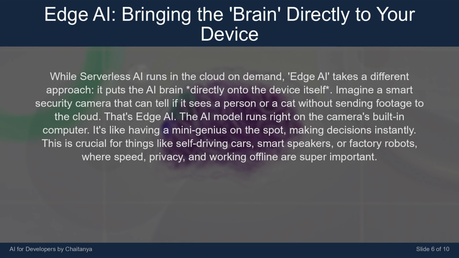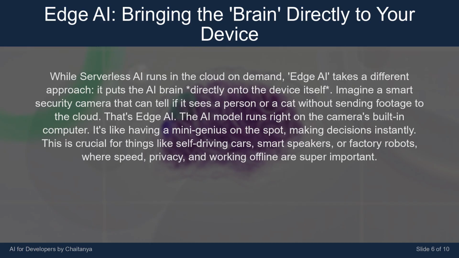While serverless AI runs in the cloud on demand, Edge AI takes a different approach. It puts the AI brain directly onto the device itself. Imagine a smart security camera that can tell if it sees a person or a cat without sending footage to the cloud. That's Edge AI. The AI model runs right on the camera's built-in computer. It's like having a mini genius on the spot, making decisions instantly.